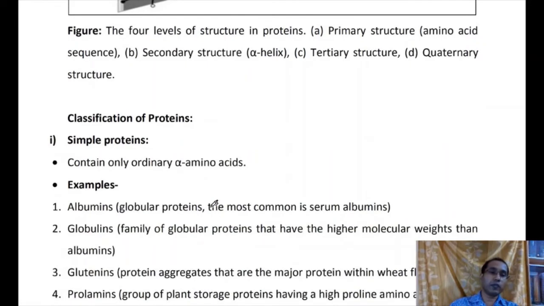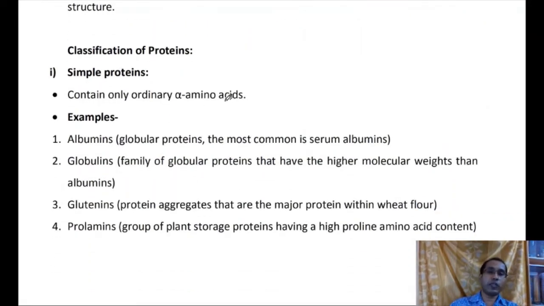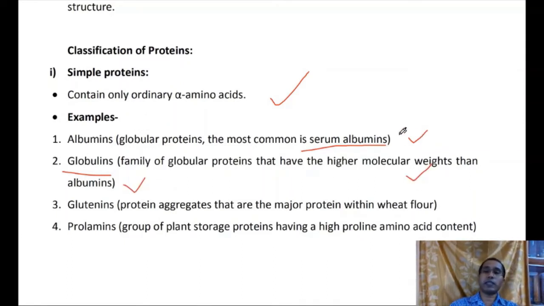So, classification of proteins. Simple proteins contain only ordinary alpha amino acids. The very important examples are albumins. The questions are coming. Globular proteins, the most common serum albumins, are examples of simple proteins. Globulin is another type of simple protein, a family of globular proteins that have higher molecular weights than albumin. Albumin is present in egg white. We know that, each and every one of us.